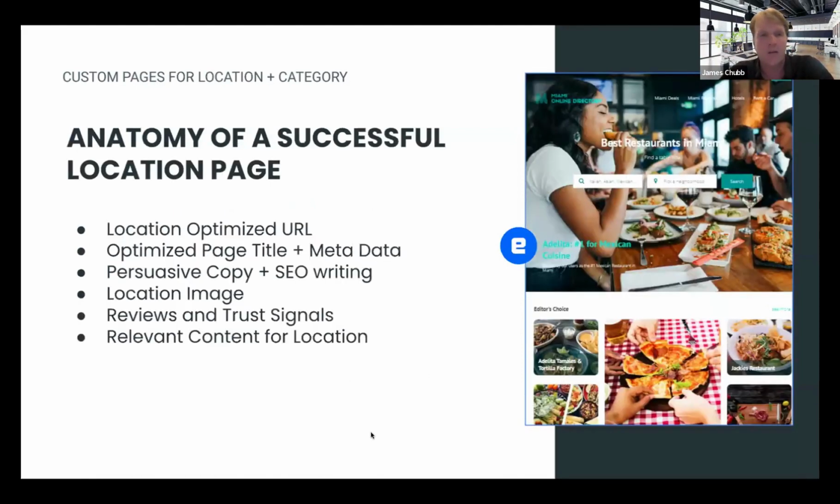And then the last point is what makes up a successful location page. So you optimize the URL first up in the top and make sure that it has what people are looking for, those keywords in there. Also optimize the page title and metadata, the meta tags, and you can do that through the admin section.